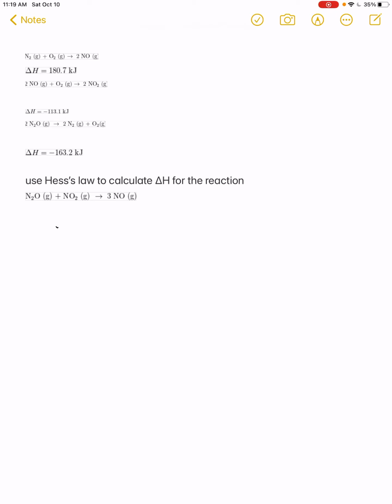So I'm going to take that reaction number 3 and I'm going to divide it by 2 all the way through. So that will give me N2O goes to N2 plus 1/2 O2. I took reaction 3, the bottom of the 3 reactions there, and I divided each coefficient through by 2.